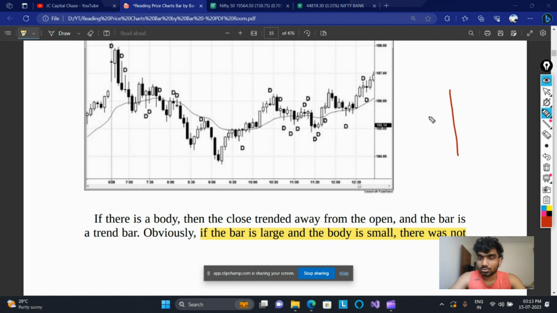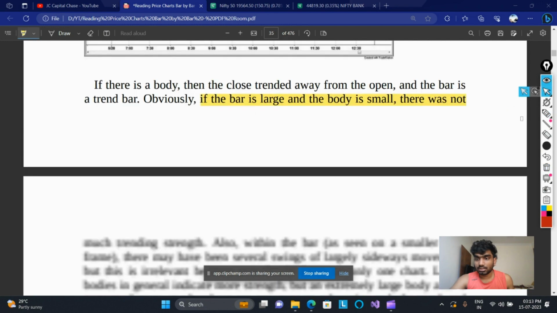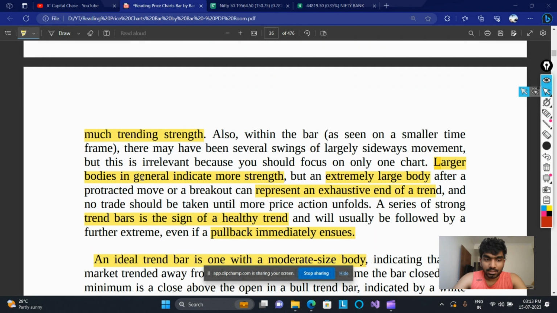So if a doji candle is formed, it means that the close is equal to the open. In this case, there is an equal and opposite reaction of buyers and sellers. So it's evident that that's the psychology behind that candle formation. Now the next important thing to know is, larger bodies in general indicate more strength.